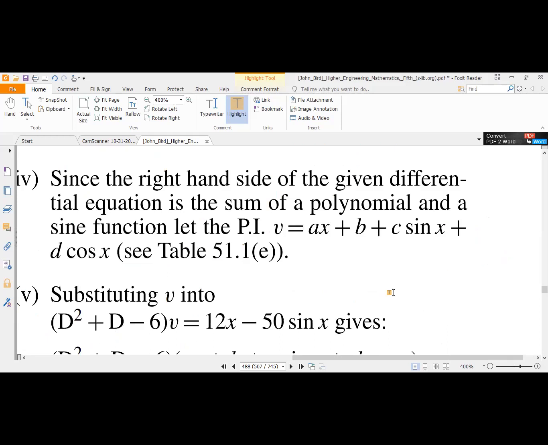Let's proceed. I think we are good to go now. Let's look at it now. Since the right-hand side of the given differential equation is the sum of a polynomial and a sine function, let us assume ax plus b, because we have a polynomial for that one. Then we have c sine x plus d cos x, because we have trigonometry, which is sine. So we combine the two.